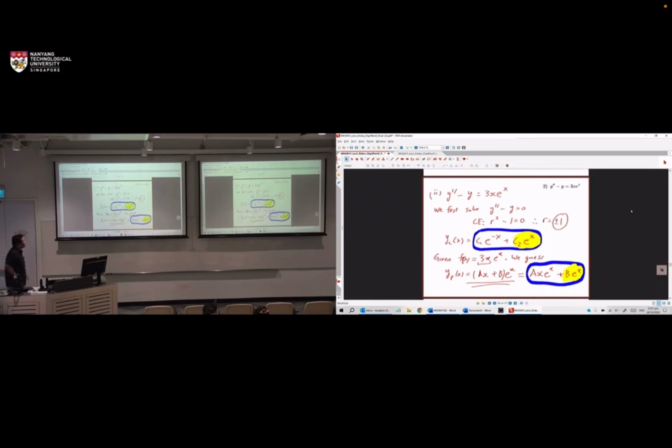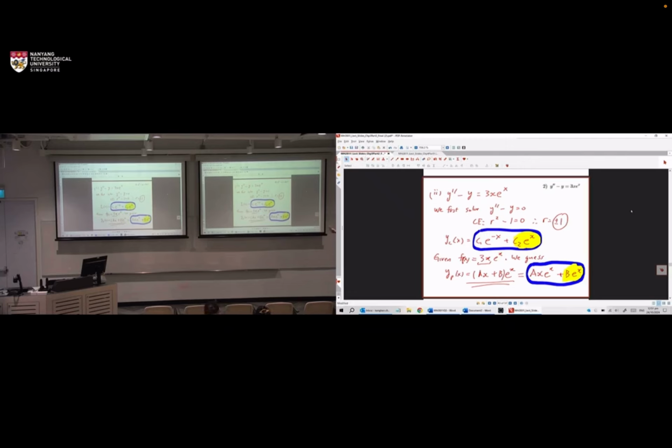So this is for our number 2: y prime prime minus y equal to 3x e^x. The first step is that you solve for y prime prime minus y equal to 0. So your characteristic equation will be r squared minus 1.